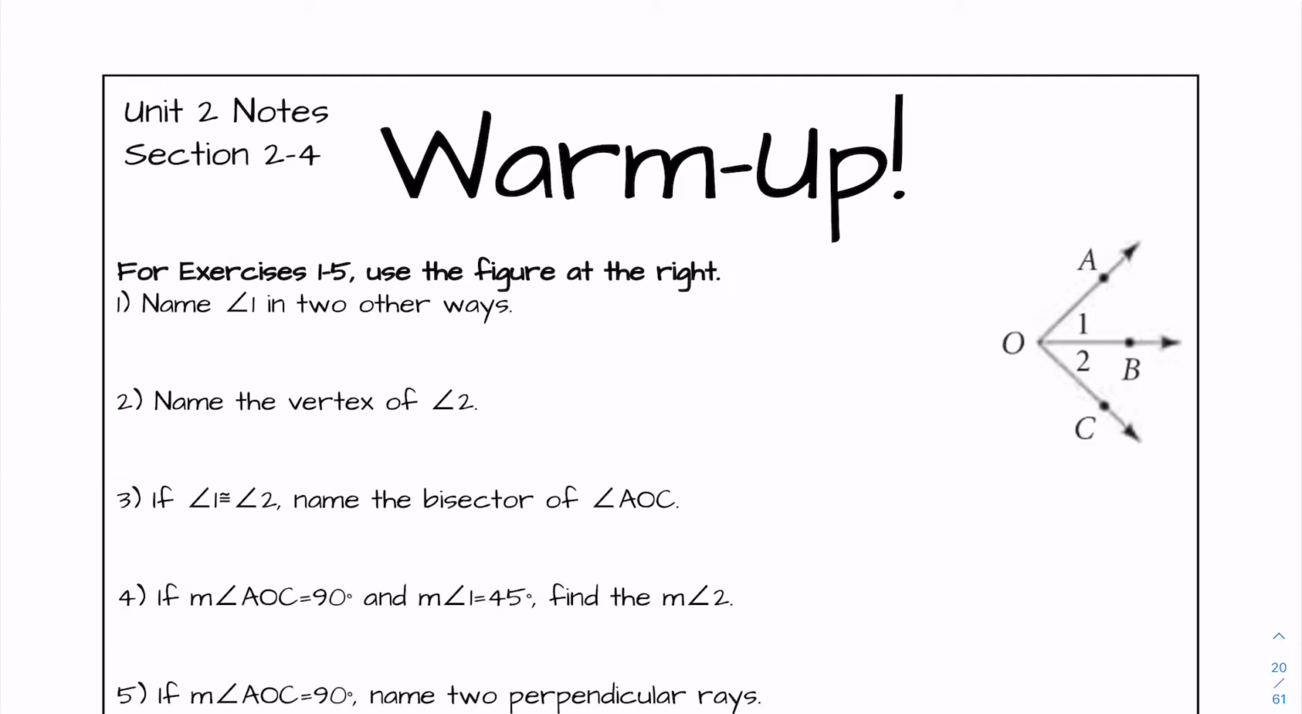At this time you can pause the video and complete the warm-up. In the interest of saving time, I'm going to do the warm-up right now. Alright, so name angle 1 in two other ways.